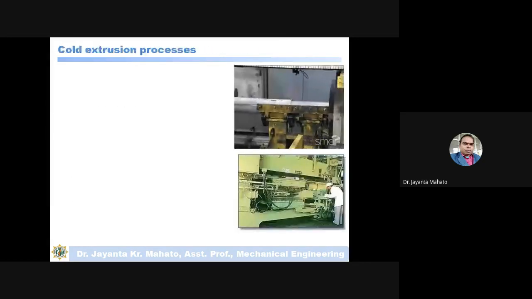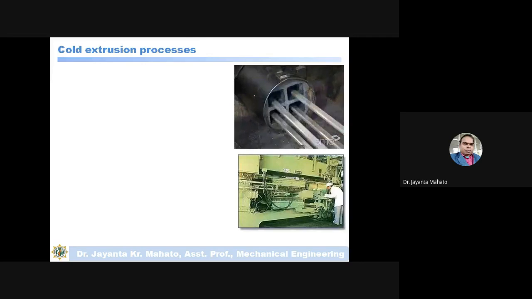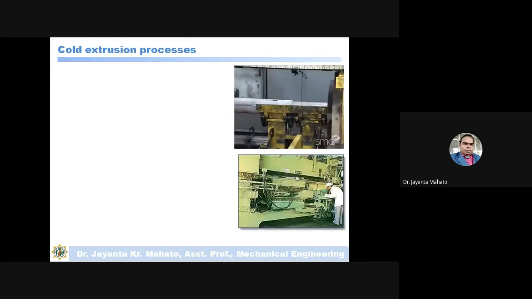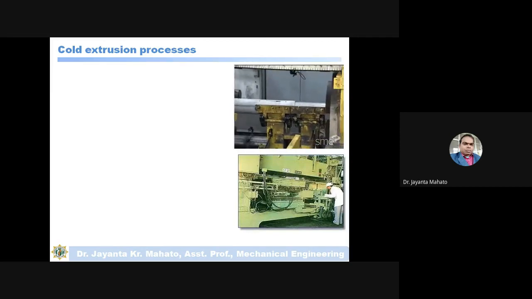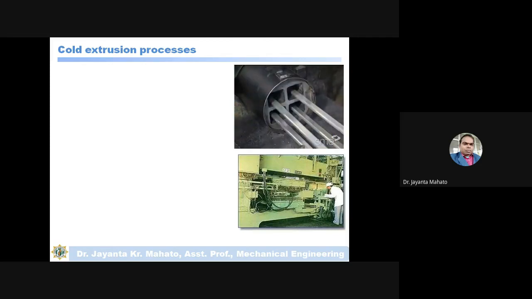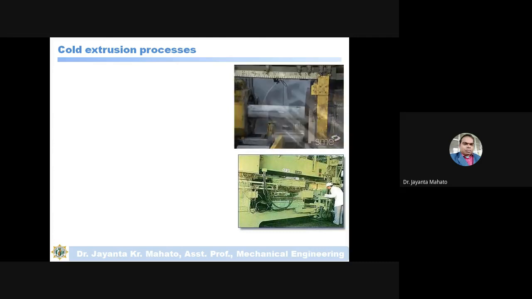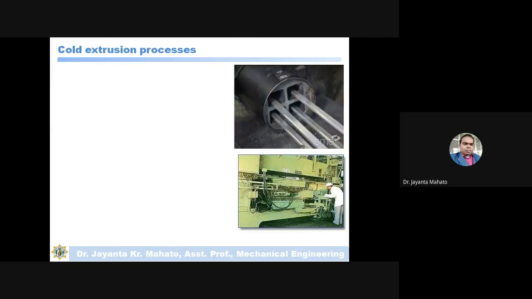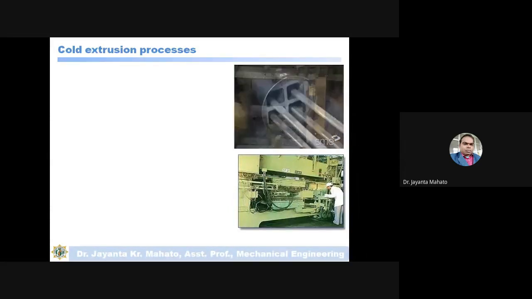Now the cold extrusion process. So this is the extrusion process. In the first animated picture, just to see this, this is the direct extrusion process. According to the shape of the die, the extruded part gets the desired shape, like a rectangular cross section bar.